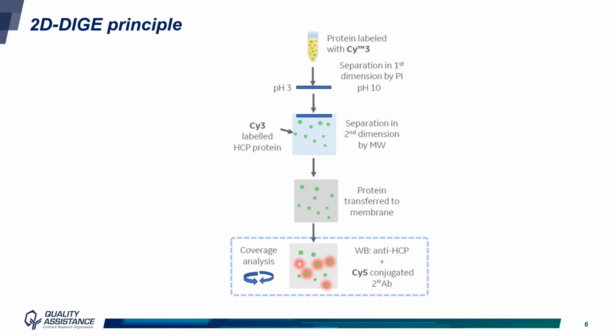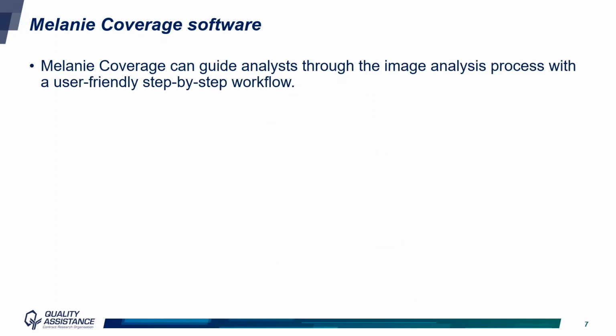However, the main difficulty is to select properly which spot can be considered as labeled or not. In this project, Melanie Coverage software was evaluated for coverage determination. Melanie Coverage software was developed by Cytiva in order to guide the analyst in the spot detection decision and make analysis less subjective. This software processes the images with a user-friendly step-by-step workflow.